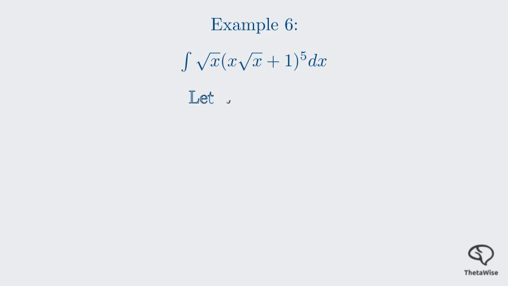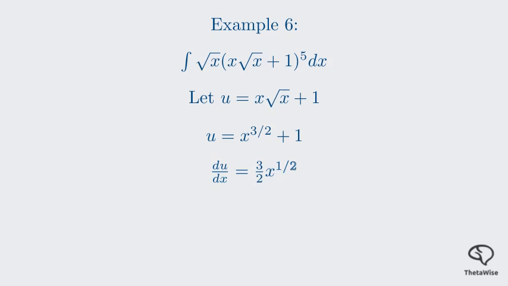Let's make the substitution u equals x times the square root of x plus 1. This is equivalent to x to the 3/2 plus 1. This entire term will simplify our integral. Now we find du by differentiating u with respect to x. Using the power rule, du over dx equals 3/2 times the square root of x. Rearranging this, we get dx equals 2 over 3 times 1 over the square root of x times du.